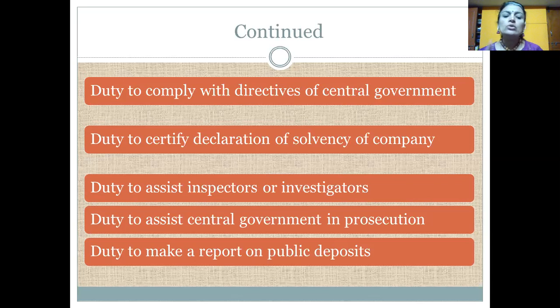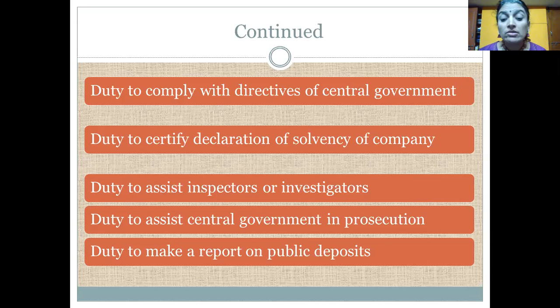And duty to certify the declaration of solvency of the company. So whether the company is solvent or not, he has to give the declaration. In a few peculiar cases, the company will be compelled to declare its solvency. Once again, the company statement will be reliable only when the auditor gives the certificate for it. So he has to certify that the solvency of the company is right and correct.